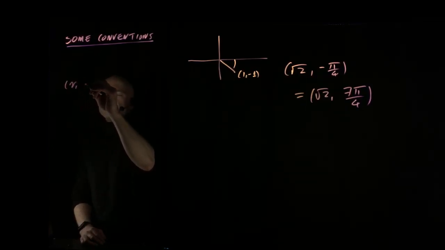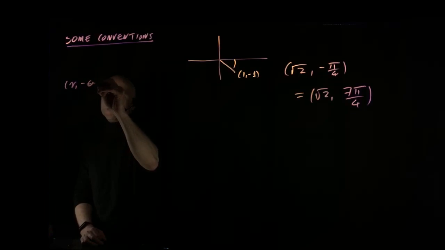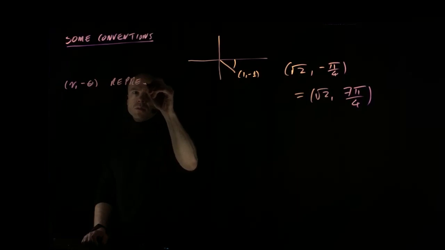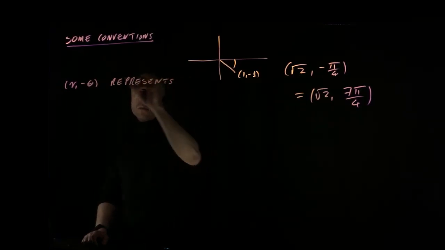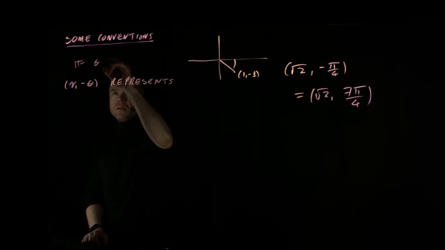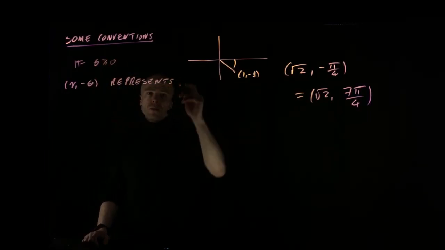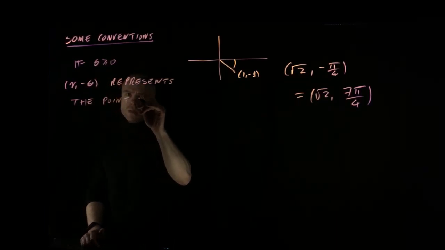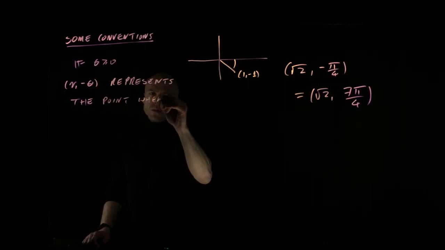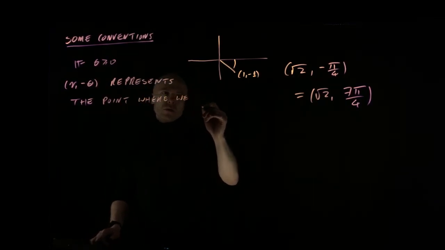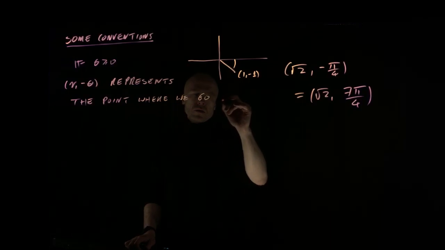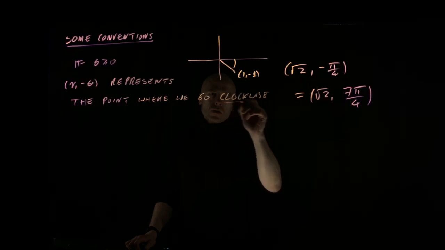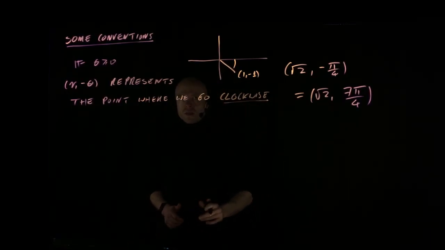So r of minus theta represents, if theta is bigger than or equal to zero, the point where we go clockwise from the positive real numbers.